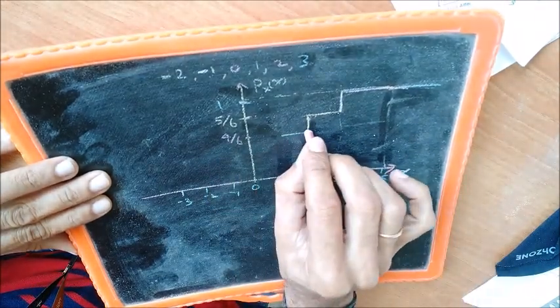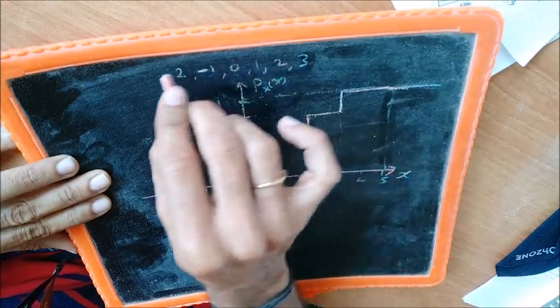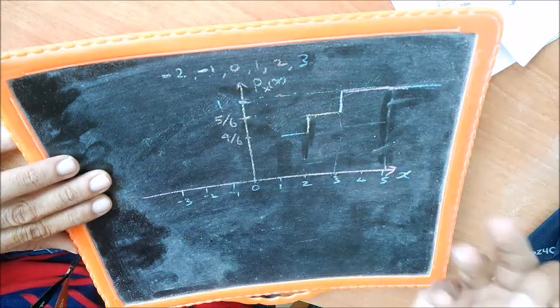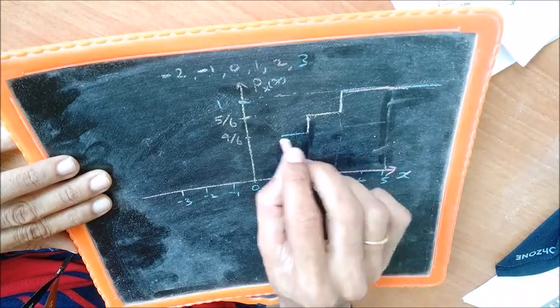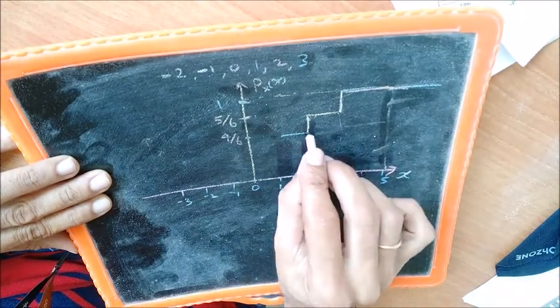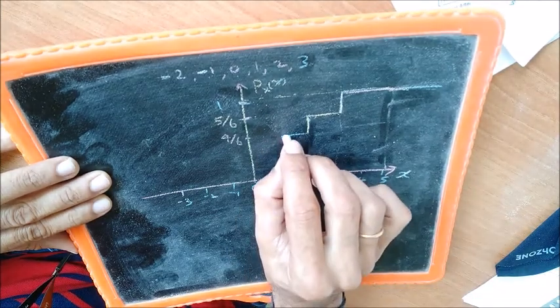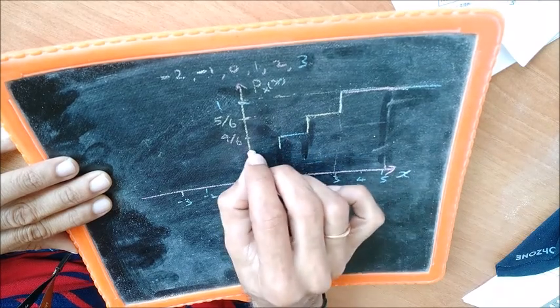And it remains so till 1. You can see 1 or less than 1. Only when one of these 4 faces shows up do you satisfy that criterion. So up to 1, from just on this side of 2 up to 1, it is 4 by 6. And once you cross 1, you again drop 1 by 6.